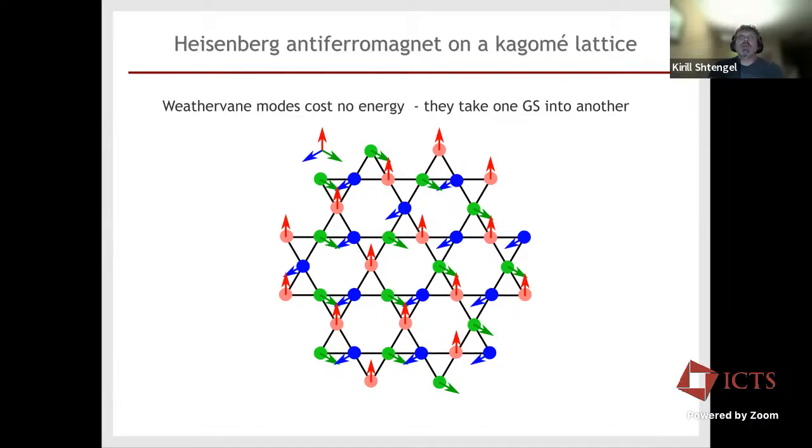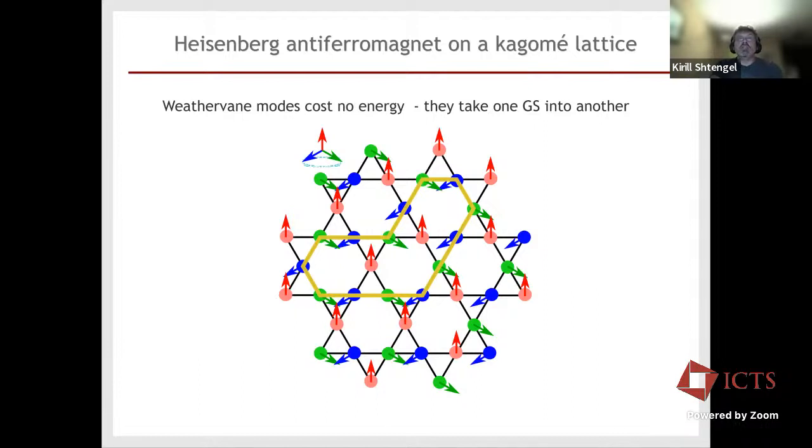There is also something very interesting, and that is there are so-called weather vane modes that will play an important role in what I will tell you. And so what are these weather vane modes? These are the modes that take one ground state into another and they cost no energy. And so the way to visualize this is to imagine a, I'm not sure you can see this, but hopefully you can see the yellow line on a slide. And that is a line that is drawn through the sites that contain spins of two colors. So if you look at the colors along this line, it's only green and blue, no reds.